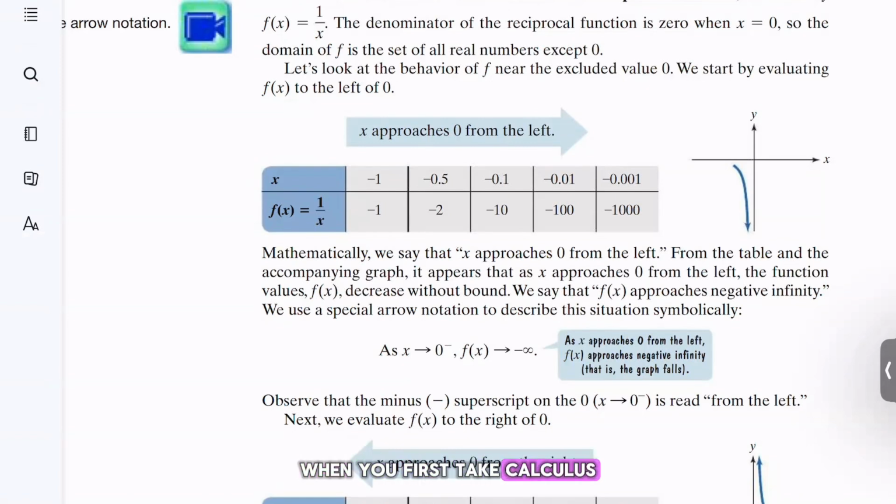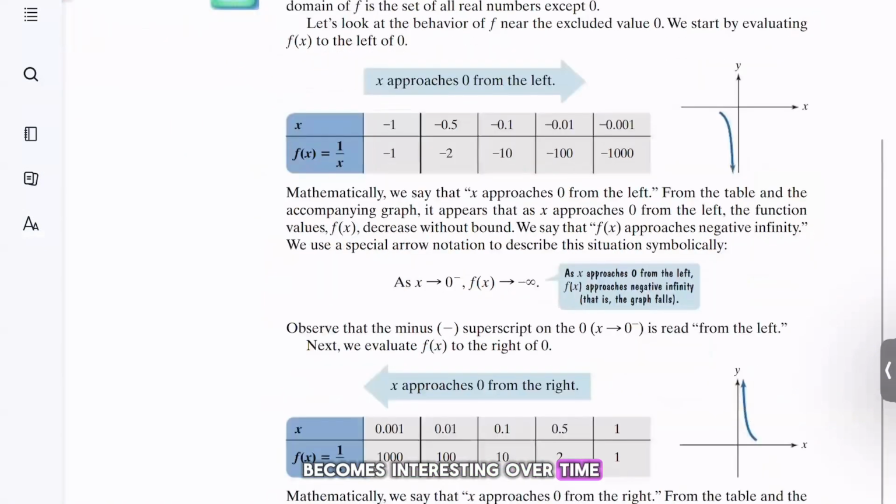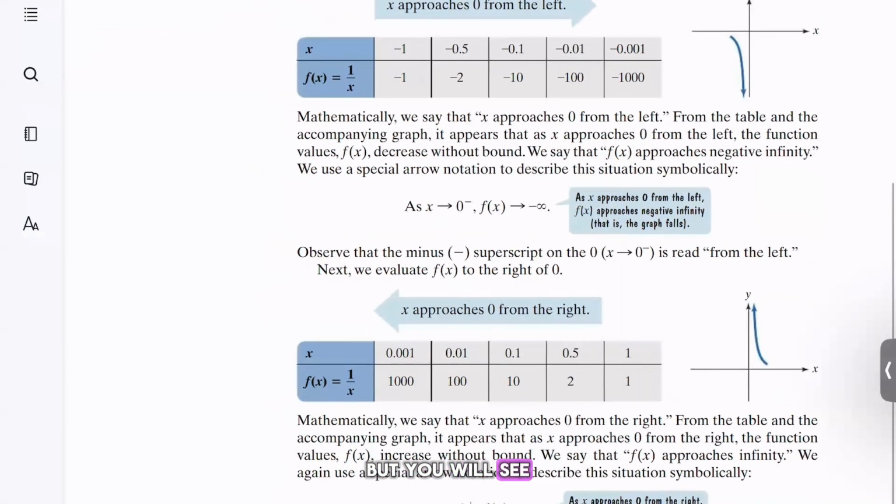When you first take calculus, anybody in here that's going to take it, limits, it's called limits. It's the first thing that you do when you get to calculus. It's a pain. I didn't like limits at all. It kind of ties itself together and it becomes interesting over time. But you will see this arrow notation a lot in limits.